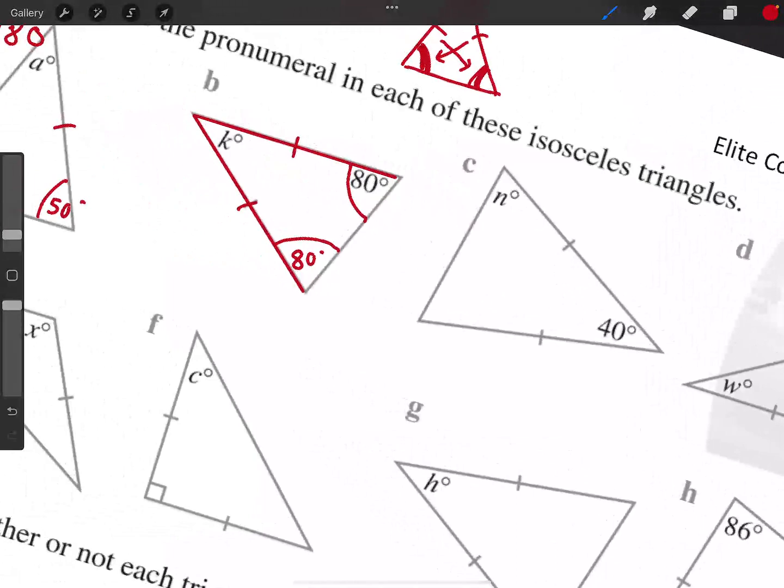So if this one is 80, then this one must also be 80. All right, now 80 plus 80 is equal to 160. Now 160 plus what gives me 180? Obviously, K must equal 20 degrees.